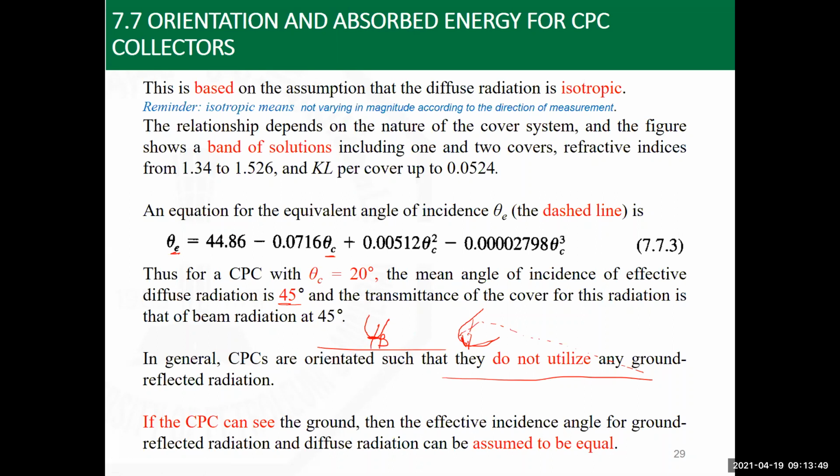So generally speaking, CPCs are oriented in such a way that you do not utilize any ground radiation. But as we mentioned, it depends on the angle. If the CPC can see the ground, then you can have a component of effective ground reflected radiation falling into the unit.